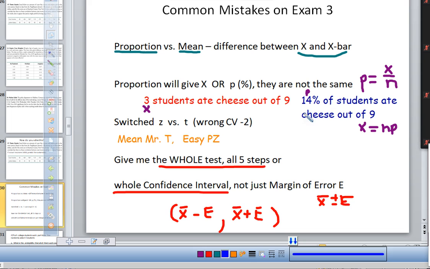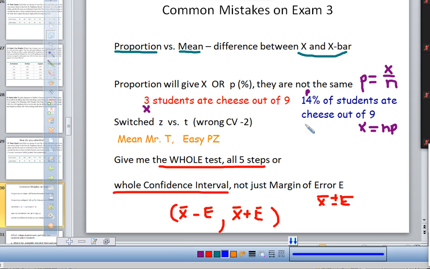3 over 9. But if I give you 14% of students ate cheese out of 9, this is not your X. This is your percentage, right? This doesn't mean 14 students. This means 14%. So it's already the percent. So don't go putting 0.14 over 9. That's totally crazy. You're going to get something insane. So if you want to find X from here, I'm giving you P, then you use this formula here, X equals N times P. Okay. So you're given either P or X, but don't confuse them.